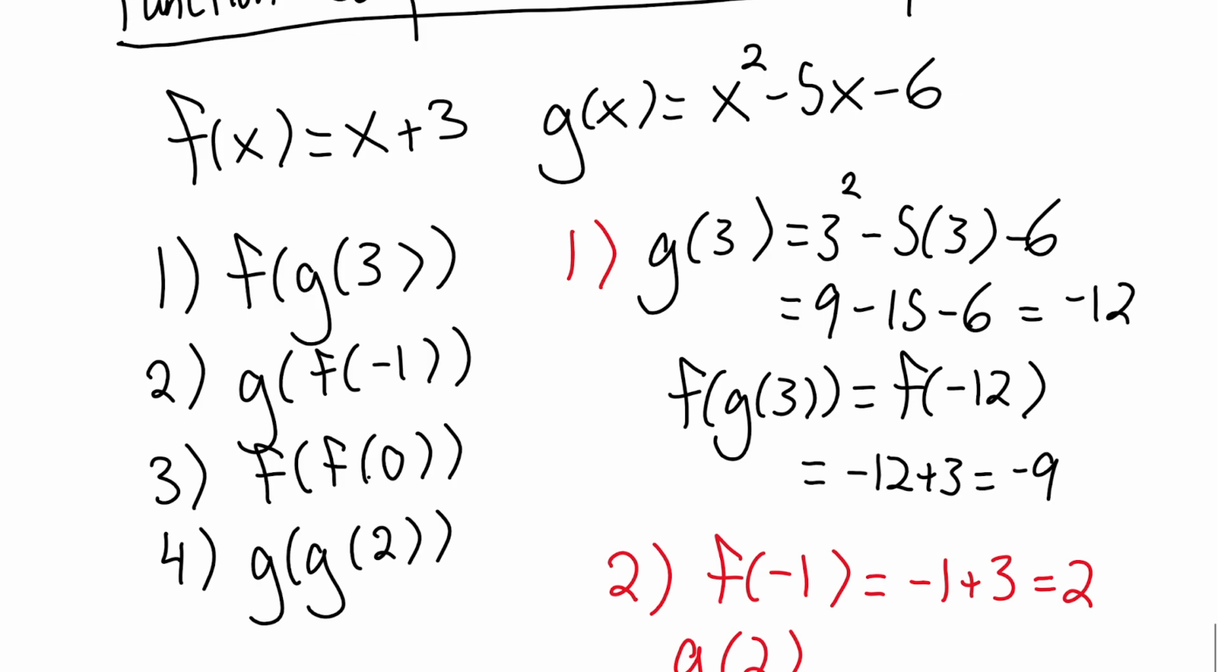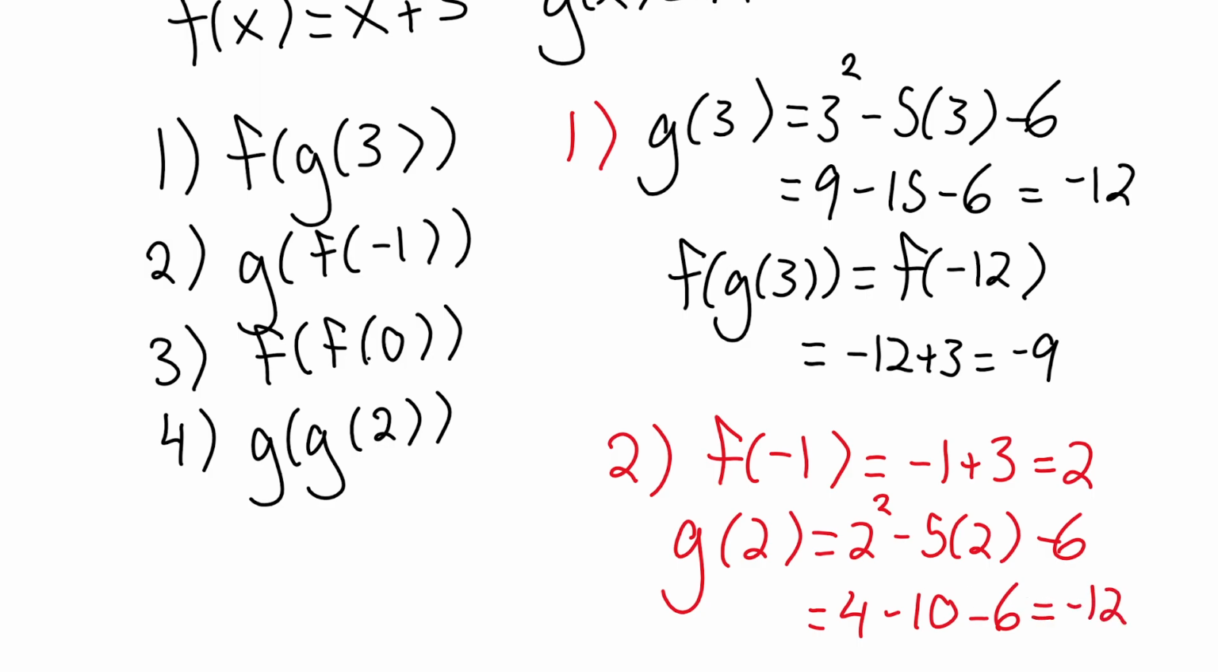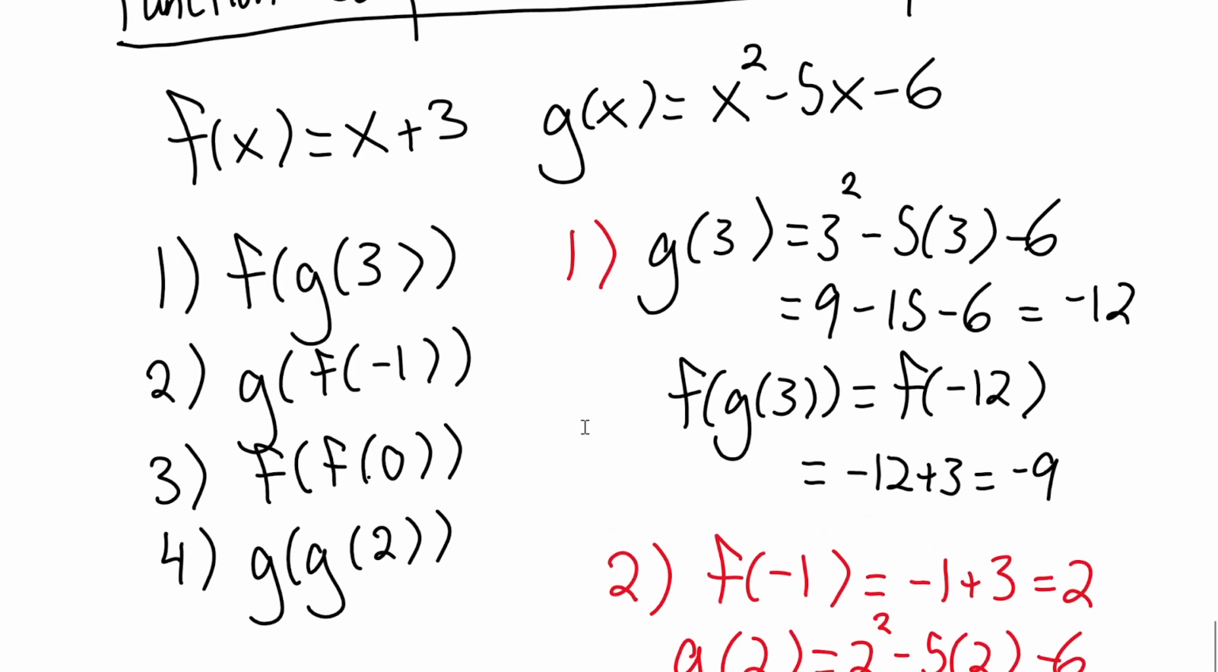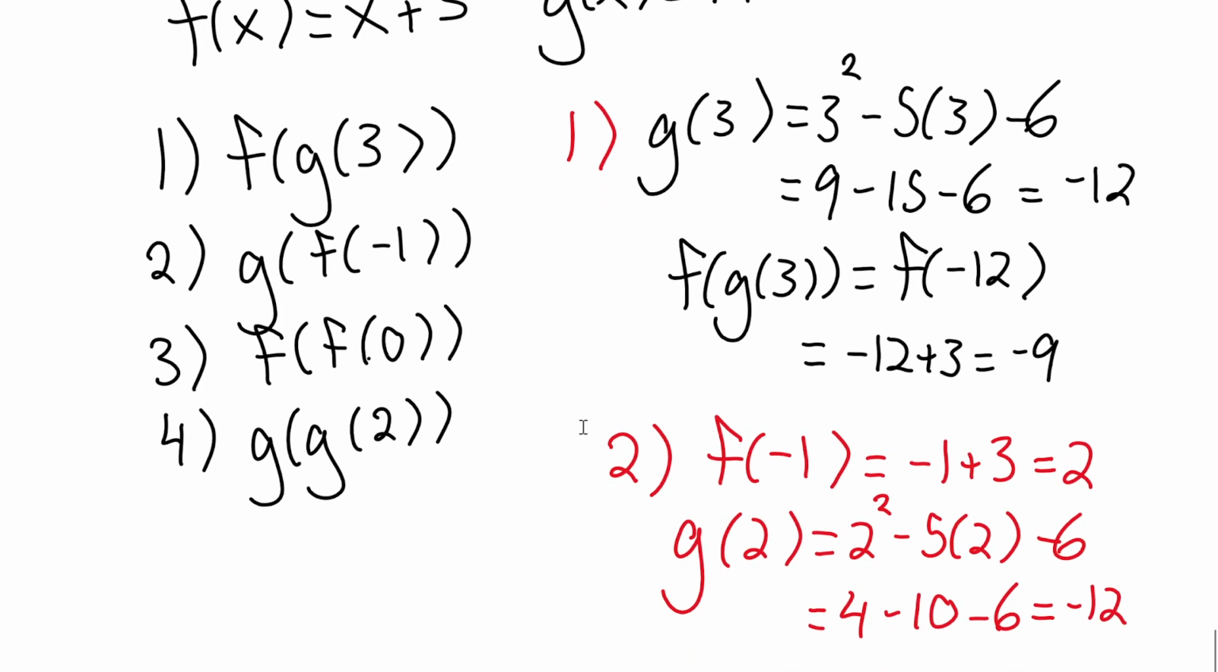So g of 2 is going to be 2 squared minus 5 times 2 minus 6. Okay, so 4 minus 10 minus 6. So 4 minus 10 is minus 6, minus another 6 is minus 12. So we get -12. So again, we already did find the function g of f of x in the last video. So if you plug -1 into that, you should get -12. So you can do it in either order.